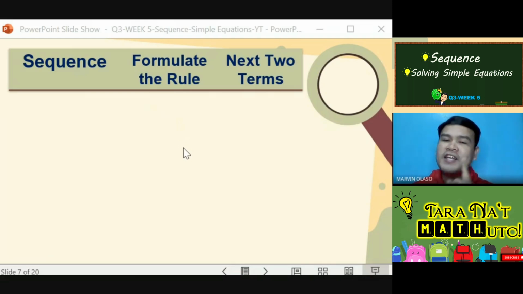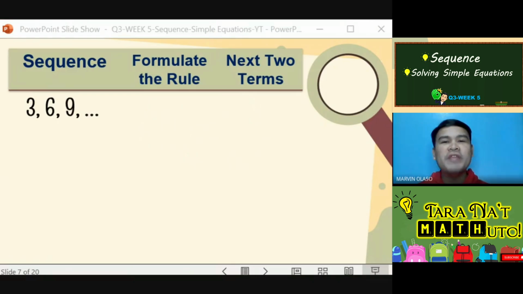And another reminder, if you already formulated a rule, see to it that the rule is applicable to all the terms. Kasi minsan may mga naiisip tayo na rule na applicable lang sa first and second term. Pero pagdating sa mga sumunod na terms ay hindi na pwede. Kaya dapat itry nating i-apply muna sa lahat ng terms to make sure that the rule you will apply to find the missing terms is correct. Tama. Okay? So let's try this example.